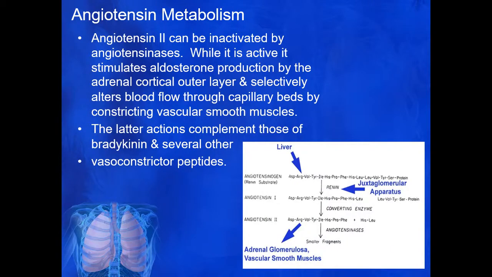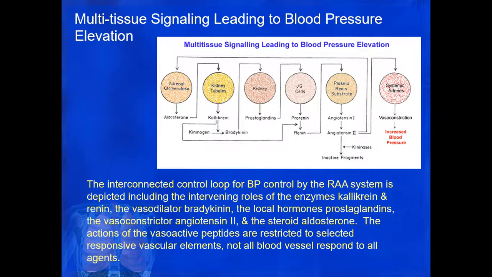In angiotensin metabolism, angiotensin II can be inactivated by angiotensinases. While it is active, it stimulates aldosterone production by the adrenal cortical outer layer and selectively alters blood flow through capillary beds by constricting vascular smooth muscles. The latter actions complement those of the bradykinin and several other vasoconstrictor peptides. Multi-tissue signaling leads to blood pressure elevation.